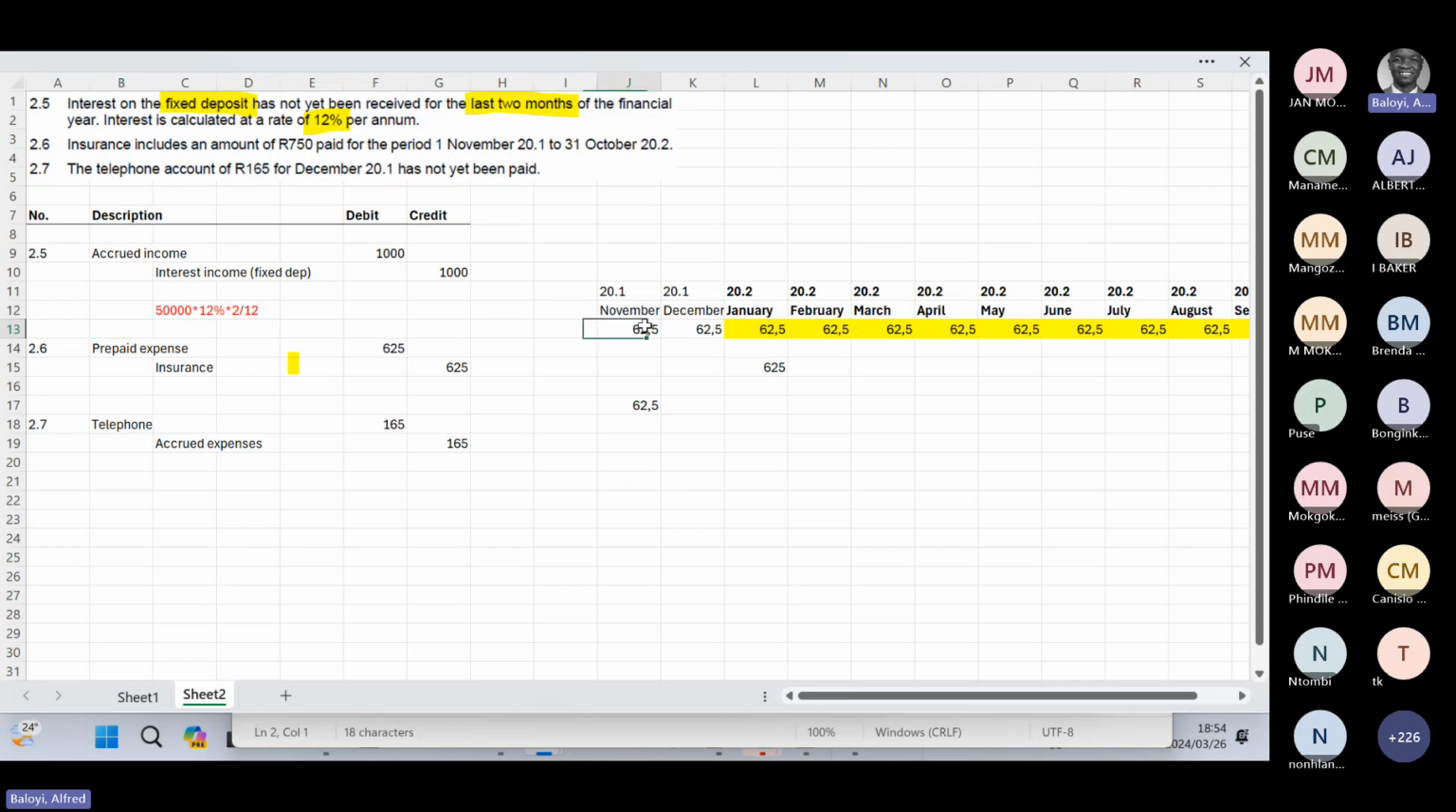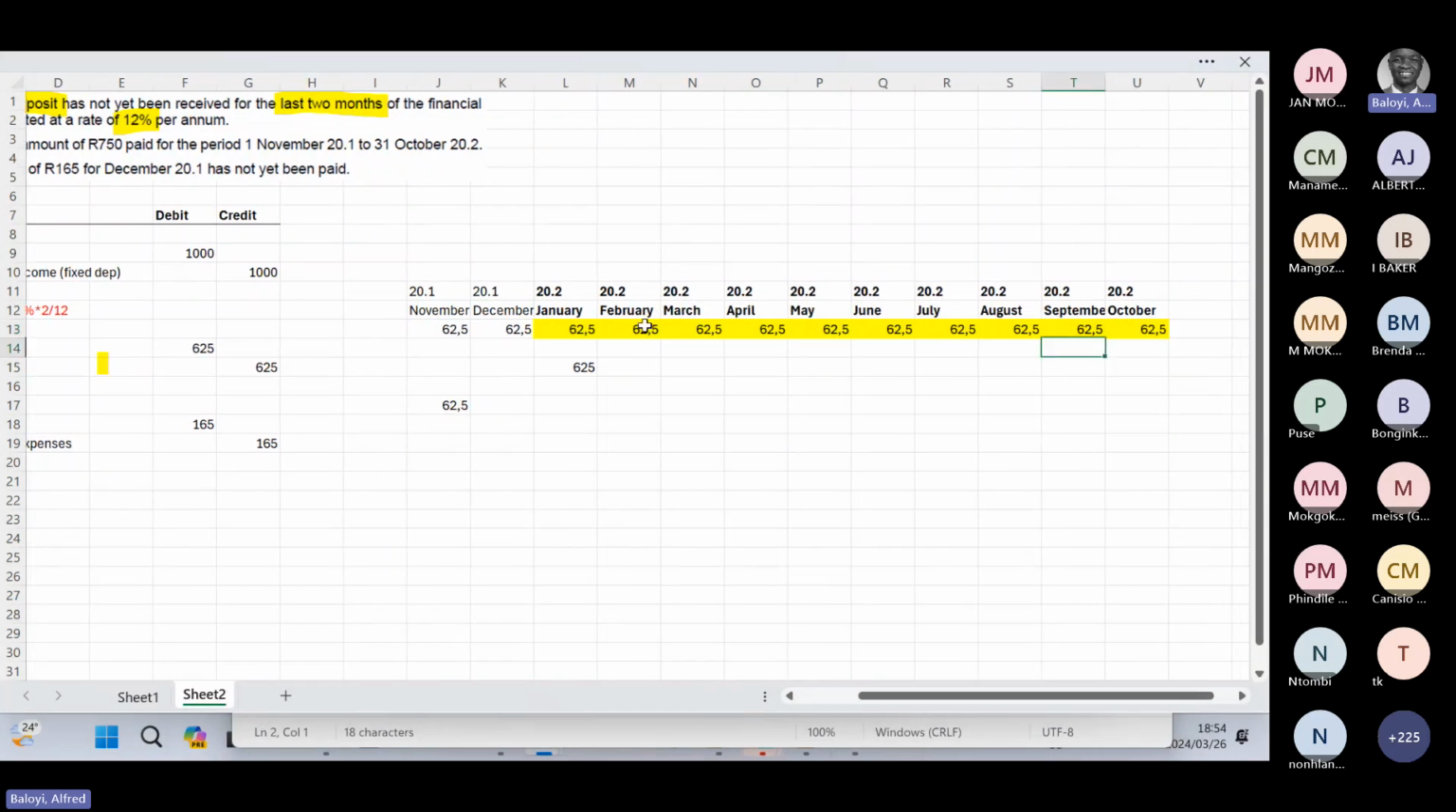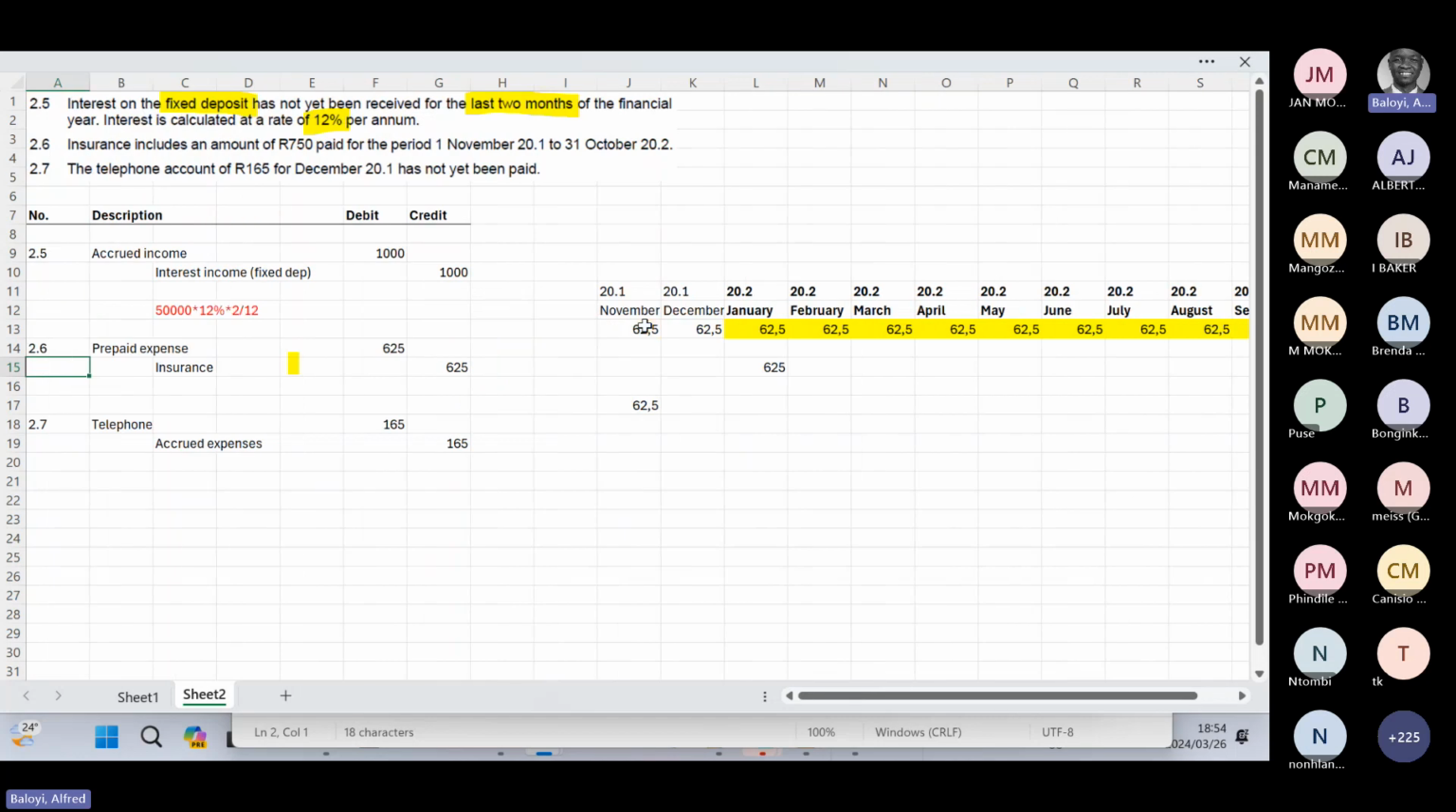So basically anything that is outside of the financial year 20.1 and 20.2, this 62.5, there are 10 of them, 1, 2, 3, 4, 5, 6, 7, 8, 9, 10. So you multiply it by 10, it gives you the 625. That's what we're taking out of the insurance. Okay, thank you, sir. Answered.